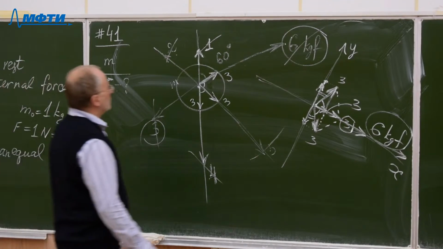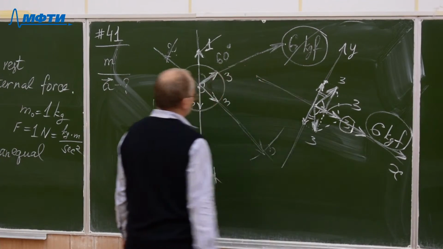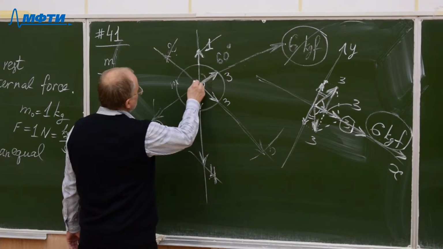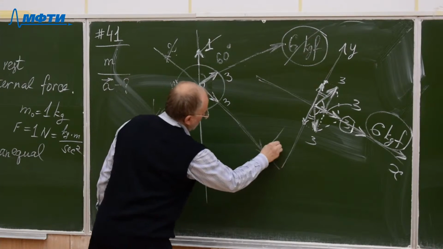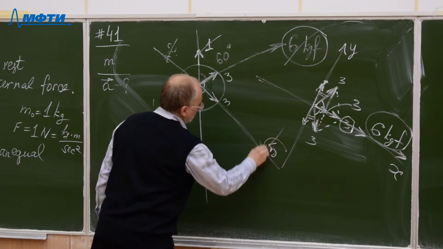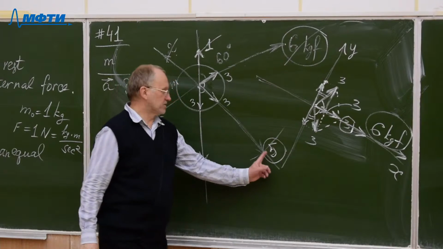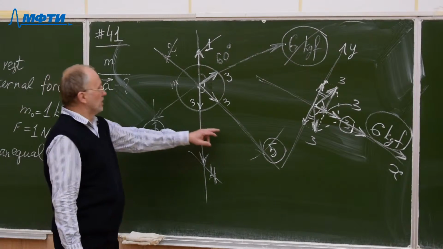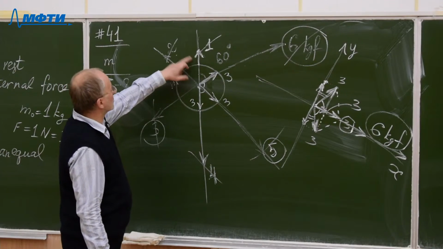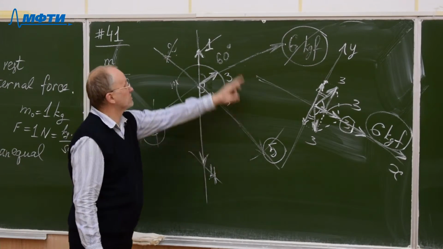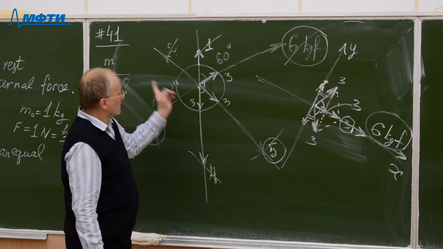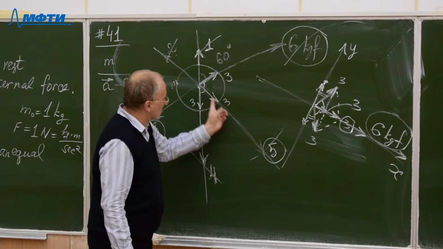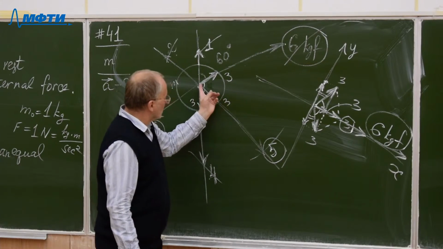And where does it look? This net force looks in the direction of the original vector equal to 5 kilogram forces. Originally we had six vectors: 1, 2, 3, 4, 5, 6. There were 6 vectors, and the net force is directed in the same direction as the original force number 5.